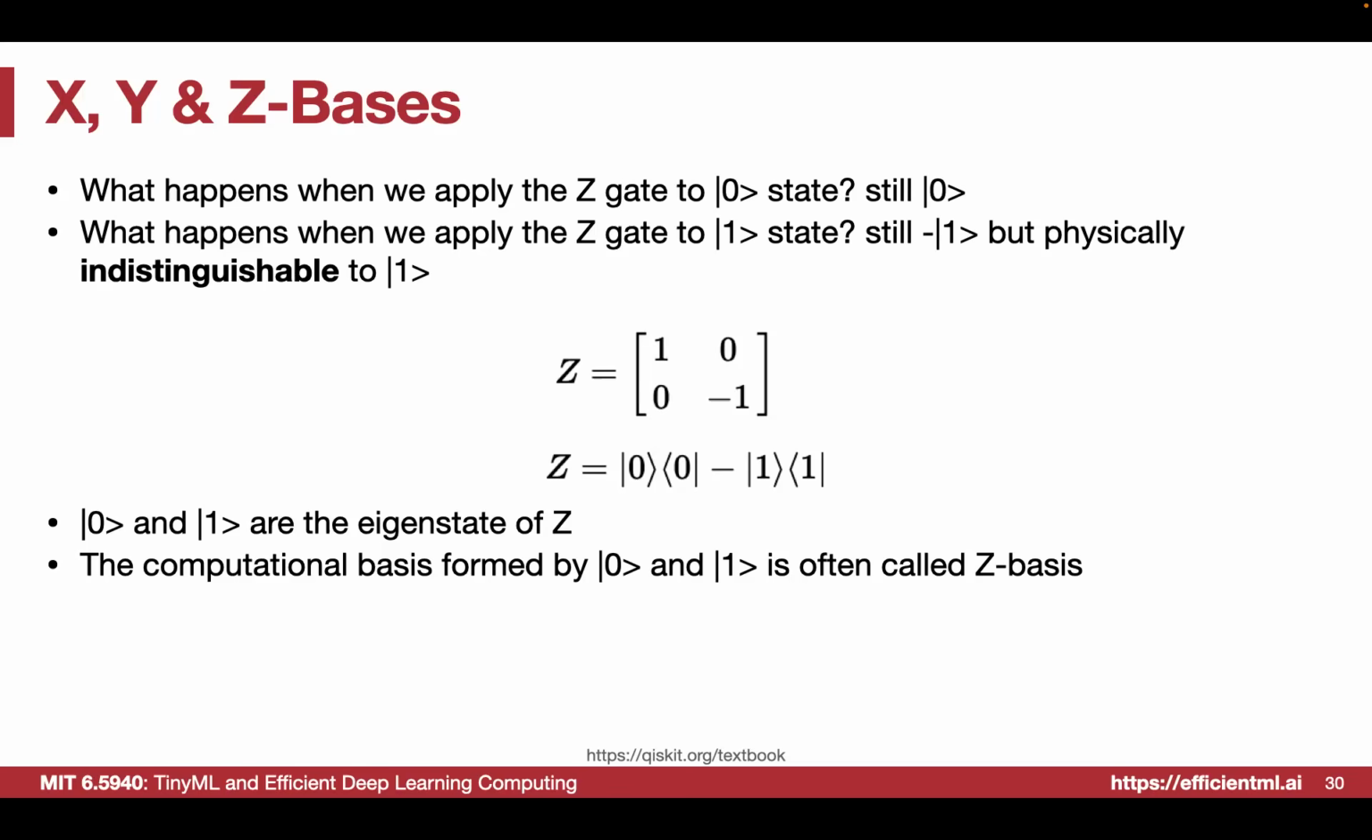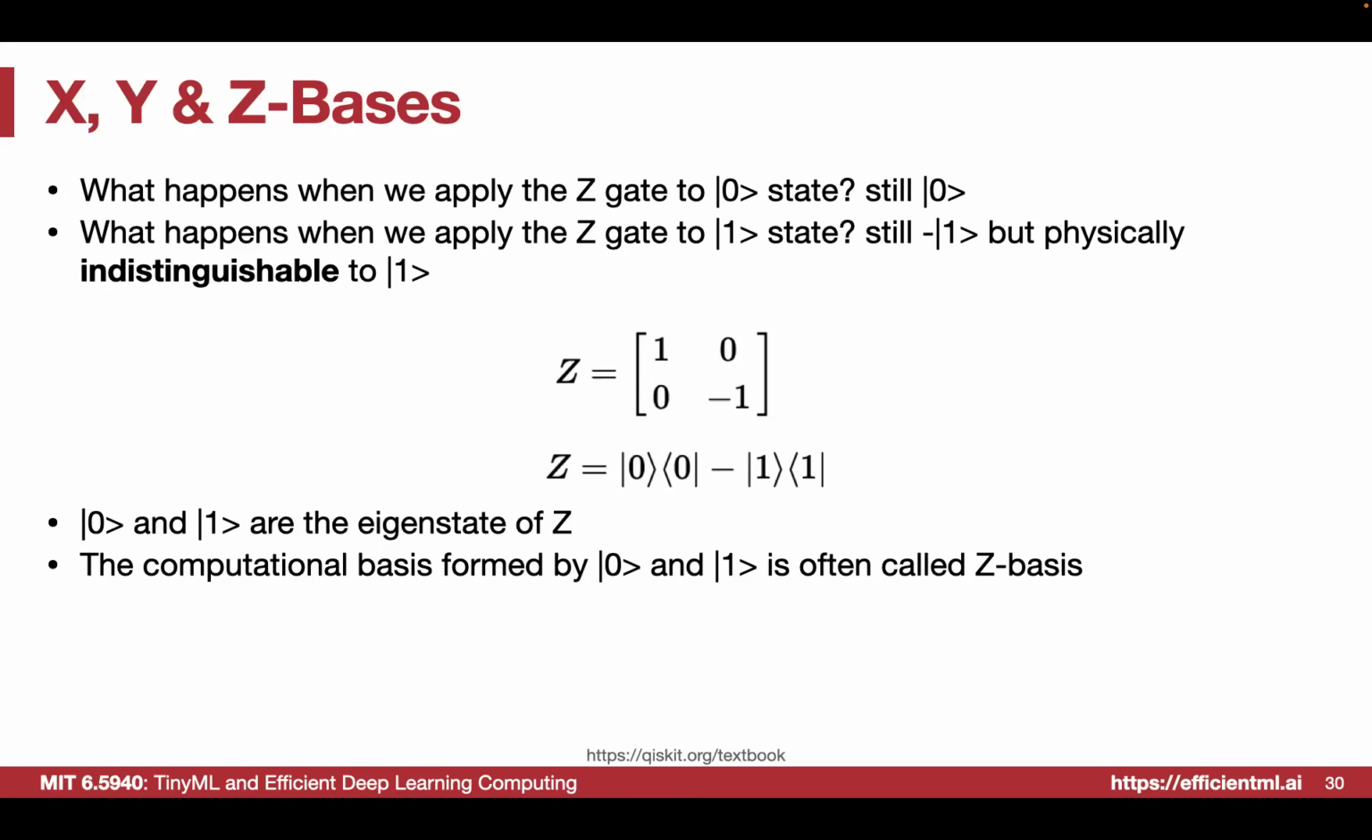But what happens when we apply the Z to the 1 state? If we do the multiplication, with 1, 0, 0, -1 and the other being 0, 1, we can know that the state will be (0, -1). So that is actually -|1>, right? In that case, we are obtaining the -1, but that is physically indistinguishable from 1. So that's why we say the global phase is not distinguishable.